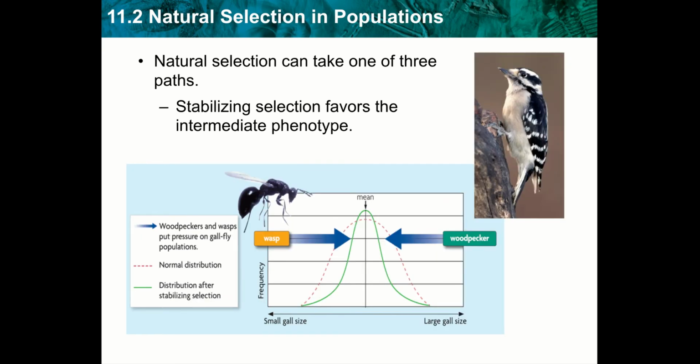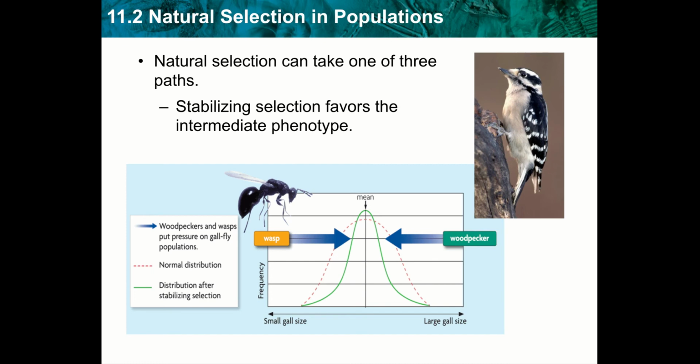Stabilizing selection favors the intermediate phenotype. So woodpeckers and wasps put pressure on gall fly populations. This is the example. Here's your normal bell distribution in the red dotted line, and then you have your stabilizing distribution. So those that are too small in size, those wasps are going to lay their eggs on those gall flies, and they're going to die out because they're too small in size, and those wasps are going to take them. The woodpeckers obviously are also putting pressure on the size of the gall fly because they see them and they eat them. And so if the gall fly is too large, it's getting eaten by the woodpecker. If it's too small, the wasp is attracted to them.